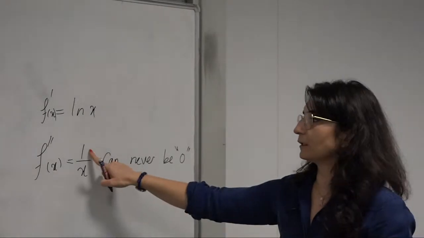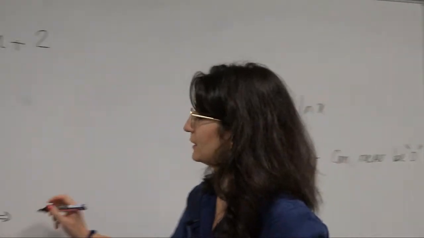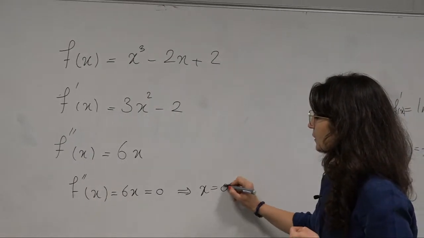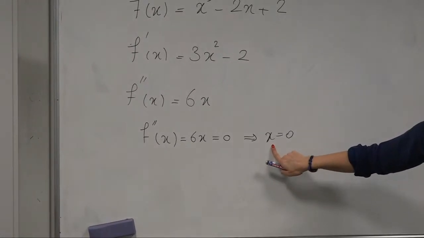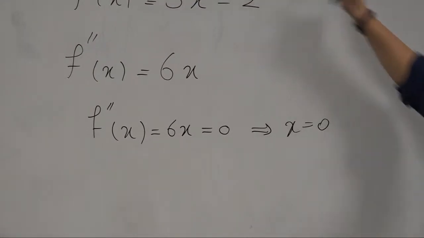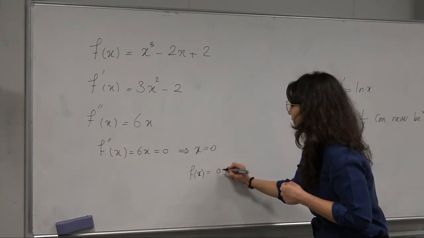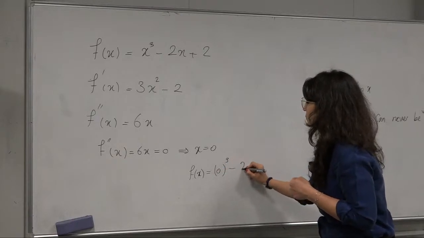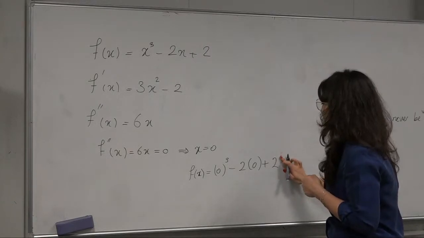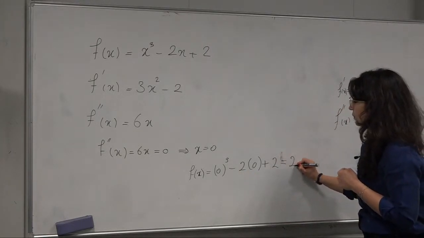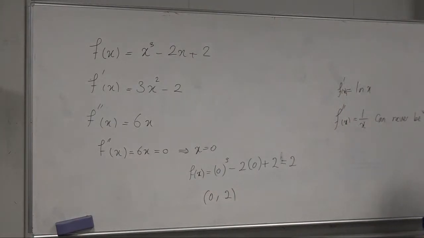Because the extreme point can be... But here, look, it's pretty easy. If x is equal to 0, here I have an extreme point. As x is equal to 0, I have to put x here. So f of x is equal to 0 cubed minus 2 times 0 plus 2. This part is already 0, so it is equal to 2. So at the point 0 and 2, I have an extreme point.